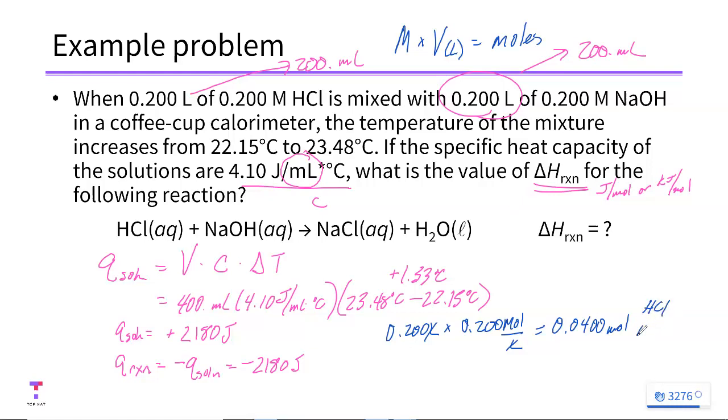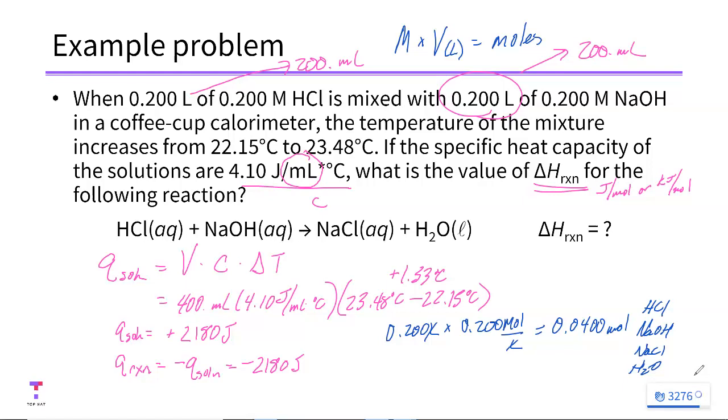That would apply to the NaOH. That would apply to the NaCl. And that would apply to the water. Why in all of those cases? The ratio here is 1 to 1 to 1 to 1 to 1.